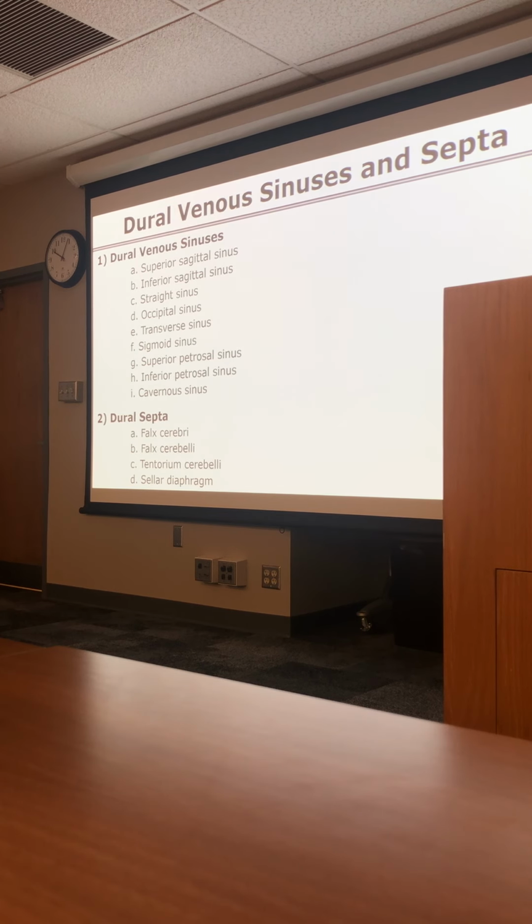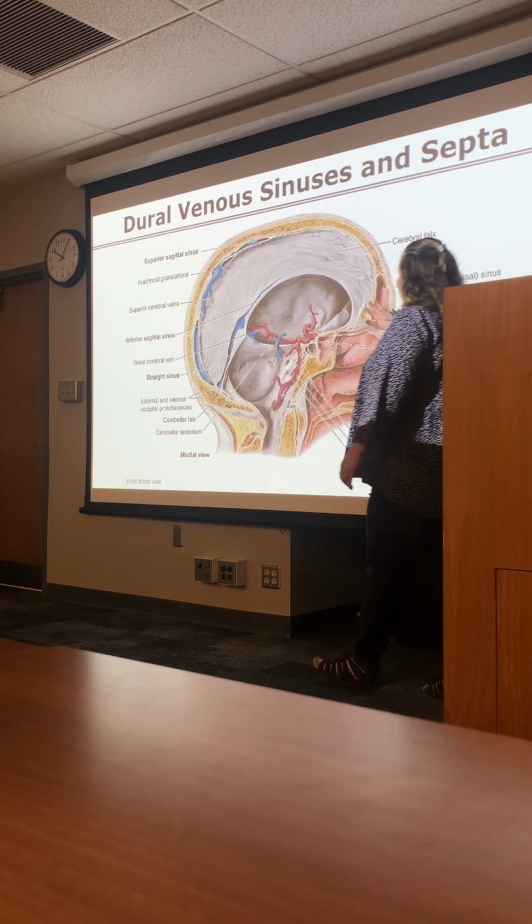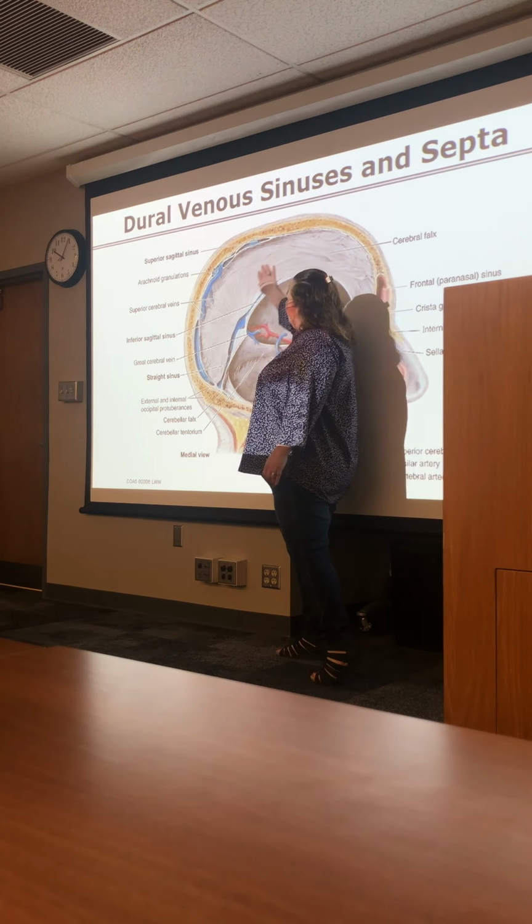Okay, so let's take a look at each one of these. So where would these be located? So we're going to start first with the superior sagittal sinus. You have one and only one superior sagittal sinus, and it lies in the median plane. So it lies right along the median plane, along the superior border of the falx cerebri. This is called the falx cerebri.